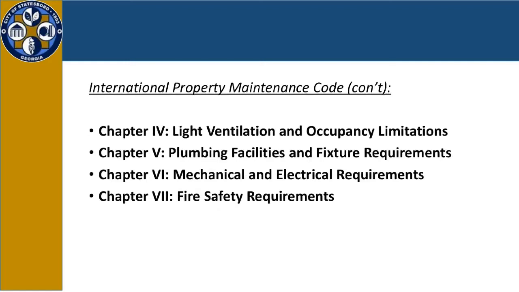And additionally, there are other chapters that are as detailed, with sections and subsections, as I've just enumerated on chapter 3. Chapter 4 is light, ventilation, and occupancy limitations. Chapter 5 is plumbing facilities and fixture requirements. Chapter 6 is mechanical and electrical requirements. And chapter 7, fire safety requirements.